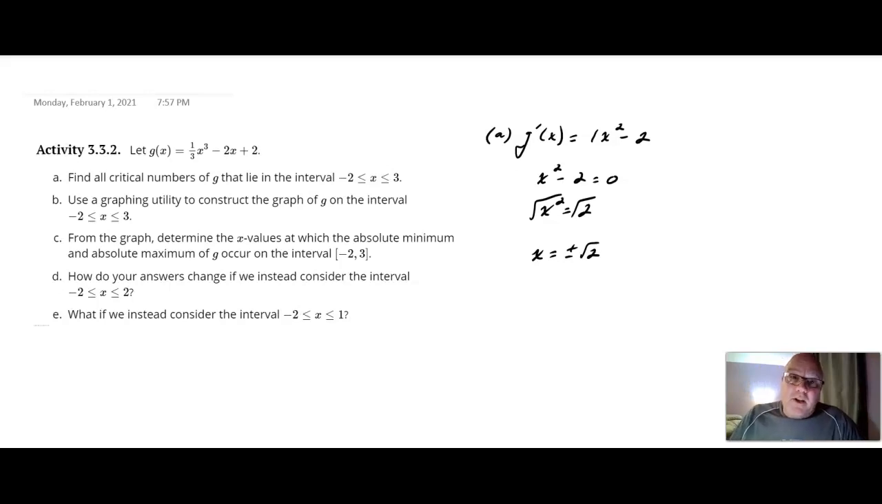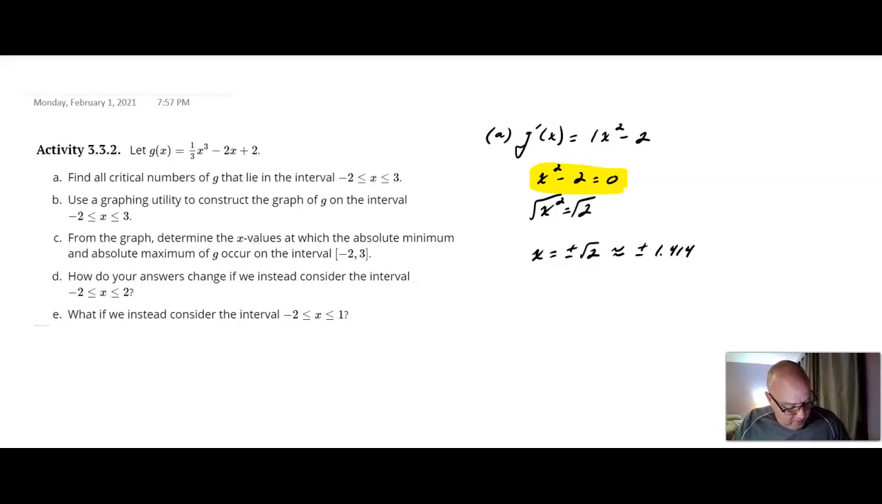Now, you could have done this on your calculator as well. Either way, if you just throw this into your calculator, x squared minus 2, not the equals 0 part, and see where it's crossing the x-axis, you're going to get plus or minus 1.414. So I'm going to say this is approximately equal to plus or minus 1.414.